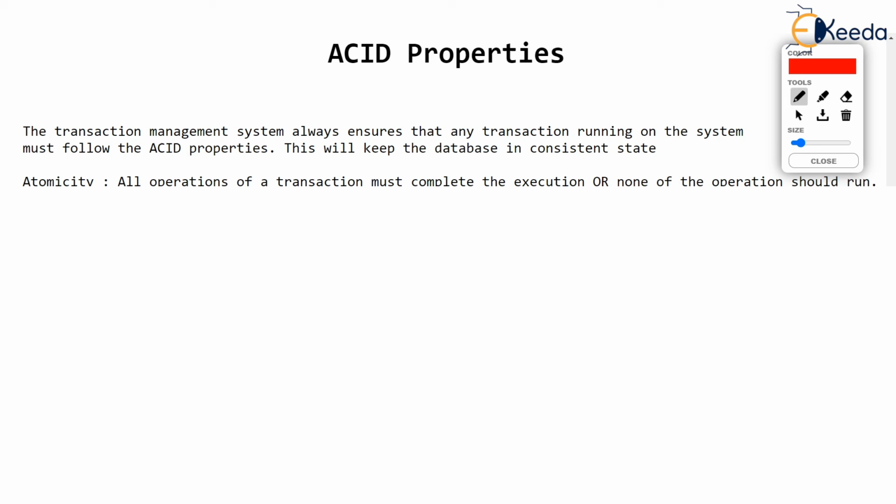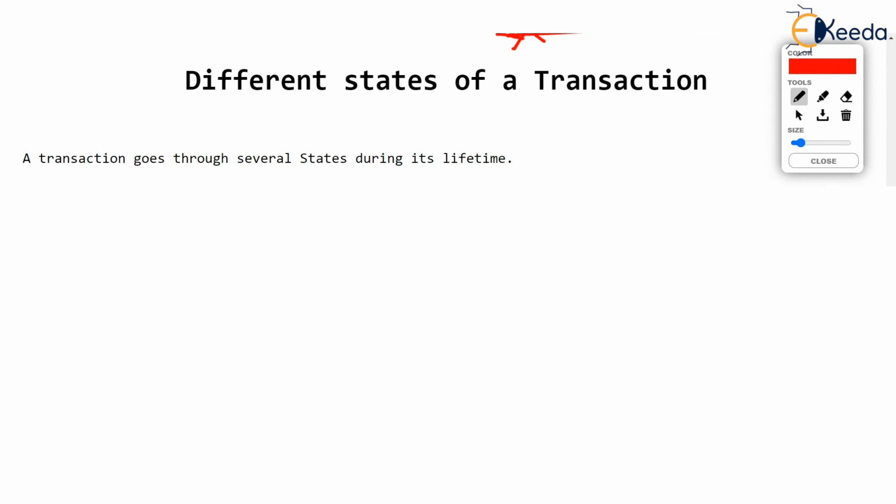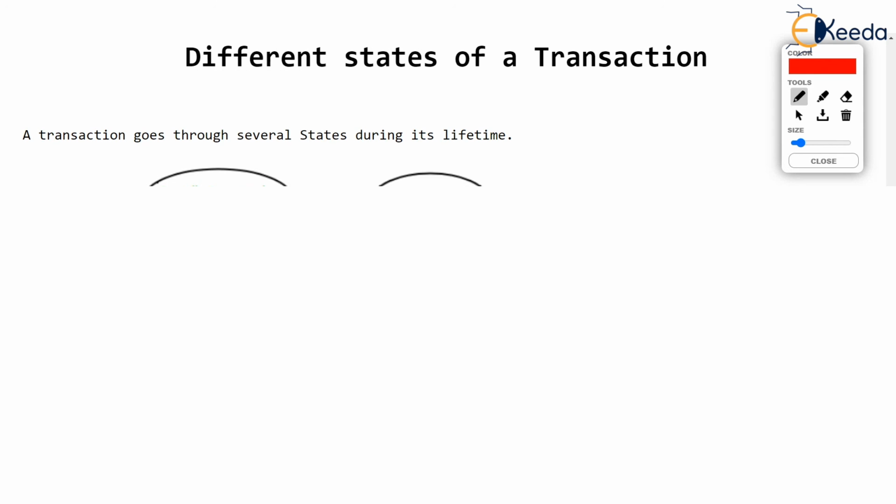So those are the four properties, the ACID properties, which must be followed and preserved by every transaction. When we return in the next video, I will tell you what the different states in a transaction are. Like I will tell you what we mean by commit, what we mean by rollback, and so on. Every transaction goes through these states.